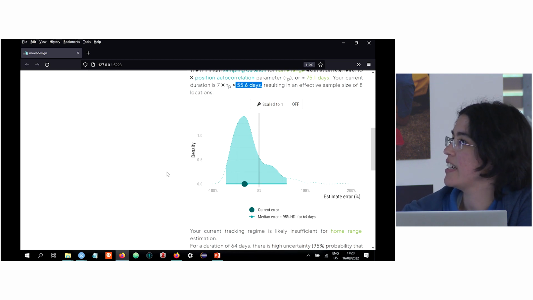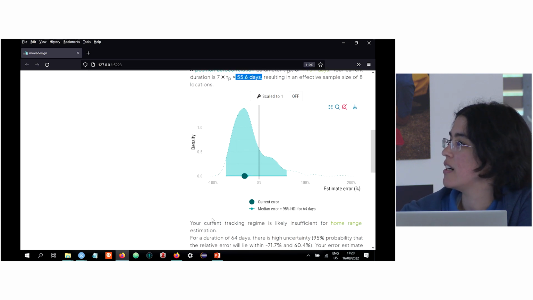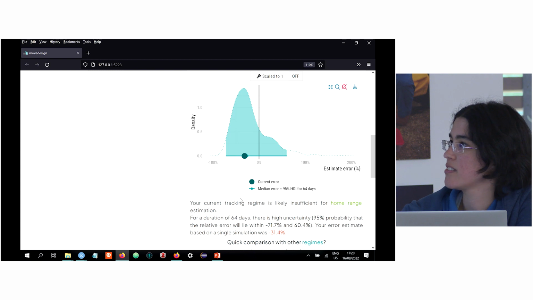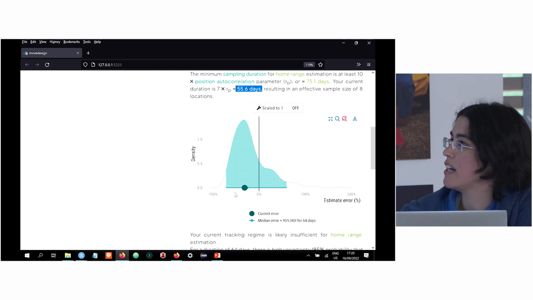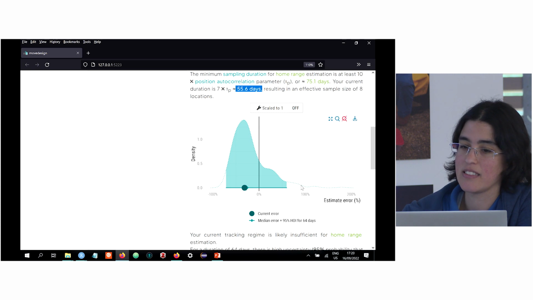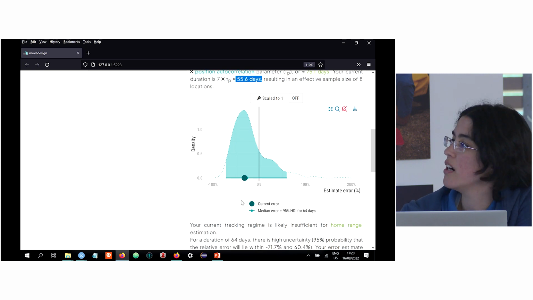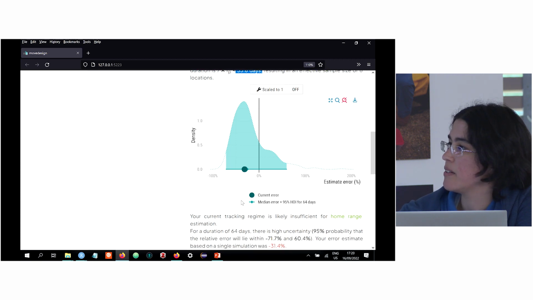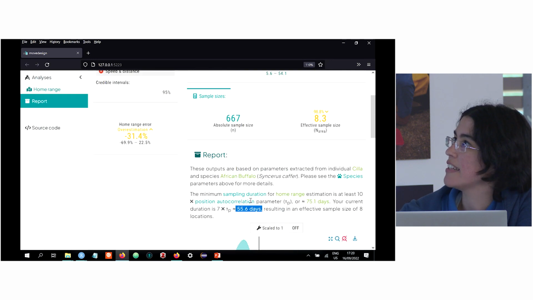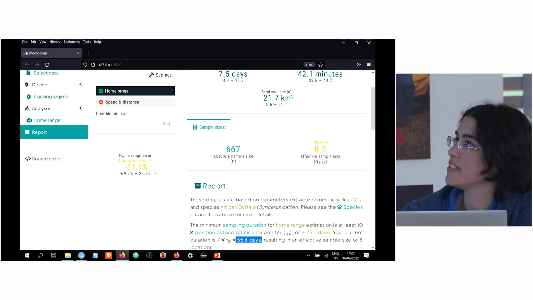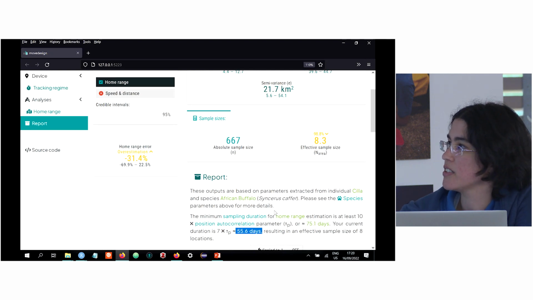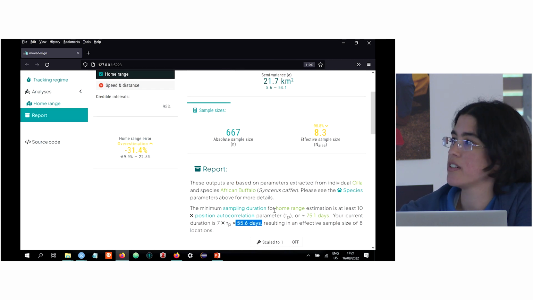It could be even further away, and then you'd be sure that that tracking regime definitely does not answer your question. Currently it's saying it's likely insufficient, mostly because of the variation you'd get within individuals, and there's no guarantee that this would be enough. So you'd probably want a longer sampling duration to reduce this. At this point, you could go back and try different tracking regimes until you have something that would be more likely to answer your home range question.